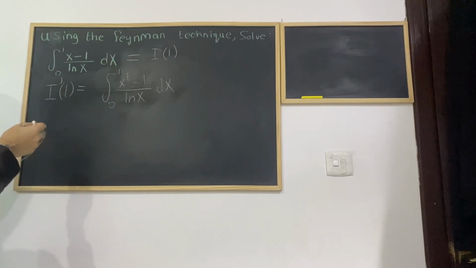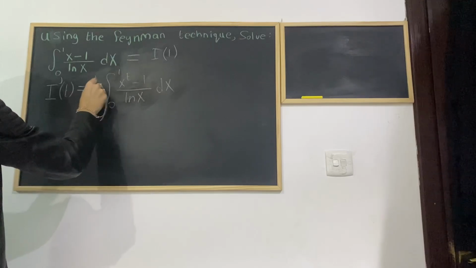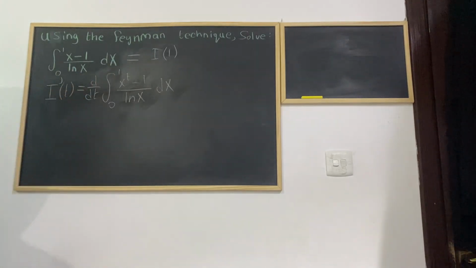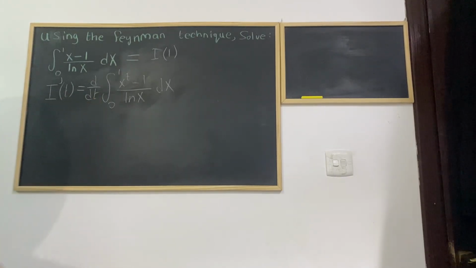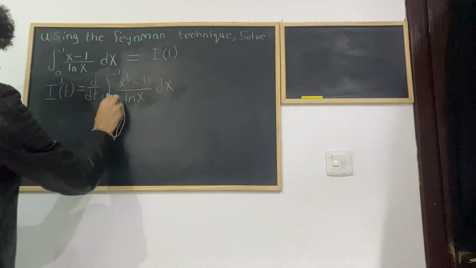So, when we use the Feynman technique, after we create a function, we want to differentiate both sides. So I dash of t is equal to d over dt of our function here. Now, using the Leibniz integral rule, we can actually put this differential operator inside our integral by turning it into a partial differential with respect to the variable we want to differentiate.